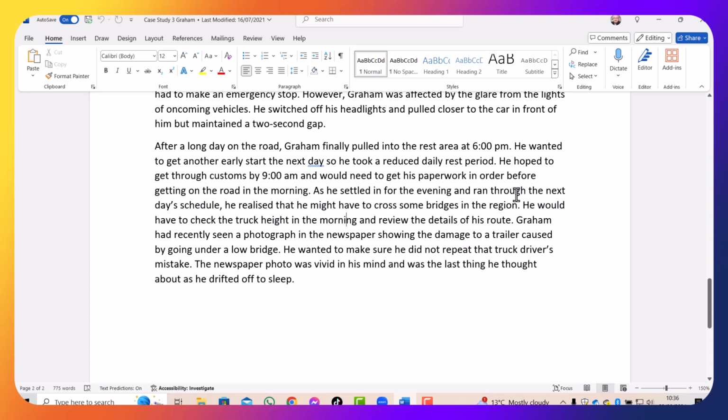It's more about weight if you're going across lots of bridges. Instead of even through the next day, you realise they might have to cross some bridges. What's that got to do with height? That's weight, isn't it? Graham had recently seen a photograph in the newspaper showing the damage to a trailer caused by going under a low bridge.